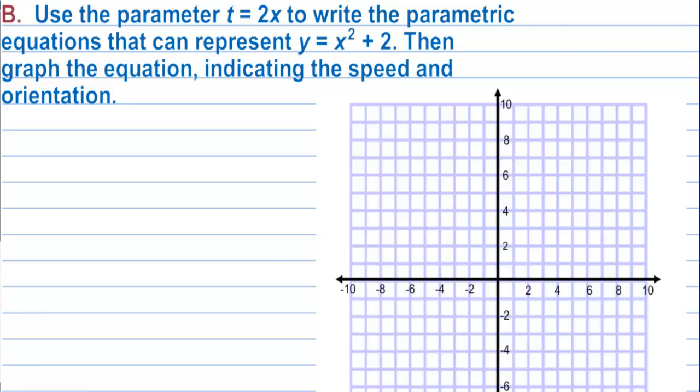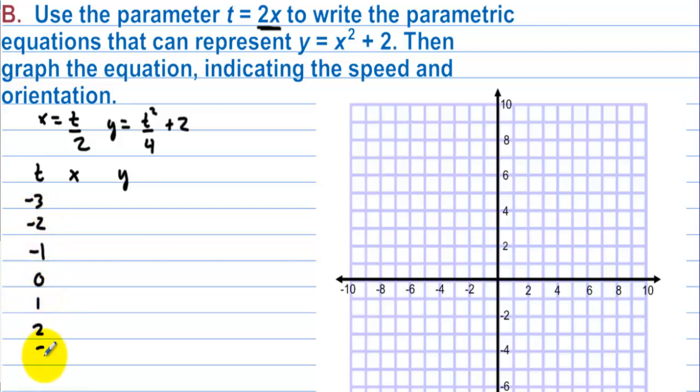Use the parameter t equals 2x to write the parametric equations that can represent y equals x squared plus 2. Then graph the equation indicating the speed and orientation. We have x is equal to t divided by 2 when we solve for x here. And then y is going to be equal to t squared over 4 plus 2. Let's again go from negative 3 to 3. We have t, x, and y. Negative 3, negative 2, negative 1, 0, 1, 2, and 3.